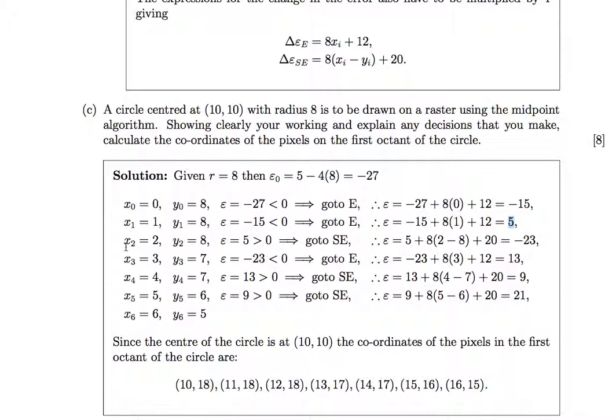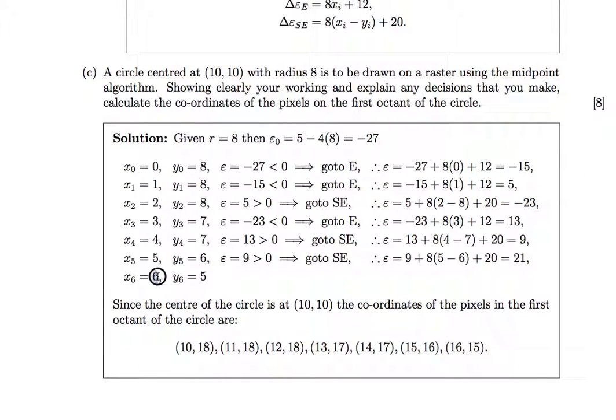Moving along to the east, x is 2, y is 8. Now our error is positive, so this means we go down to the southeast, so we use this change in error. Our x coordinate is 2, that comes from there, and our y coordinate is 8, that comes from there. Now the error is minus 23. We keep going, using the sign of the error, positive or negative, to determine whether we go to the east or the southeast. When we get to a stage where our x coordinate is greater than our y coordinate, we stop.